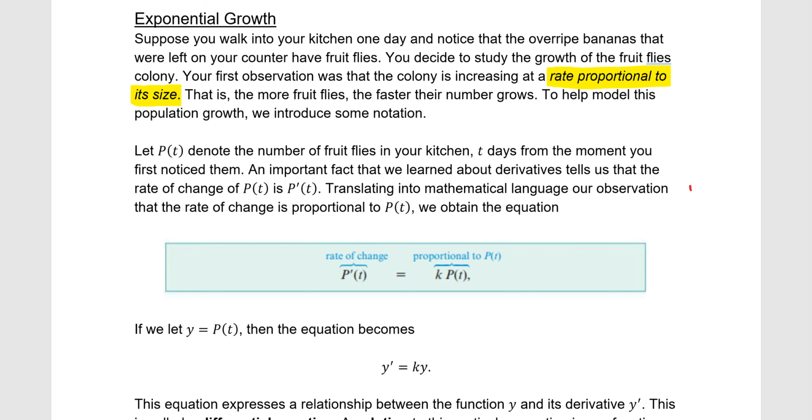Since we also said that the colony is increasing at a rate proportional to its size, we can put all of this together and say that the rate of change, P prime, is equal to some number k times the amount of fruit flies, P of t. That whole right-hand side is proportional to P of t. Proportional means you can just multiply it by a number, so some number k times P of t.